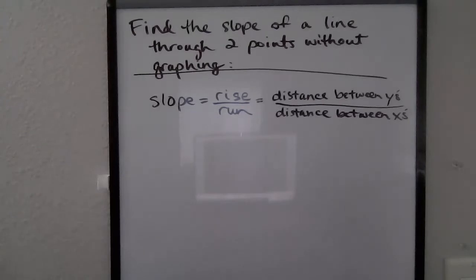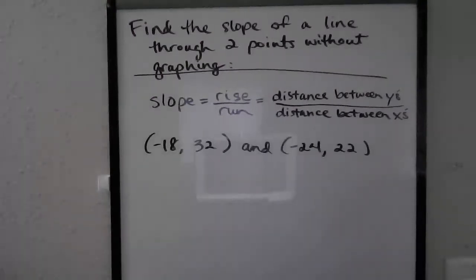So when we are finding the distance between two values, we are finding the difference of those values. And when we find difference, we are subtracting. So when we have 2 points and we know their coordinates, we are going to subtract the y's to find the distance, which will give us our rise. And we will subtract the x's to give us the distance, which will give us our run. So let's look at a couple of points and see if we can find the slope.